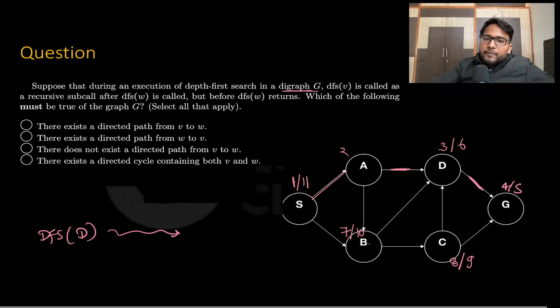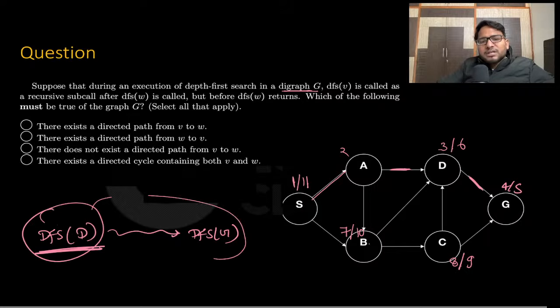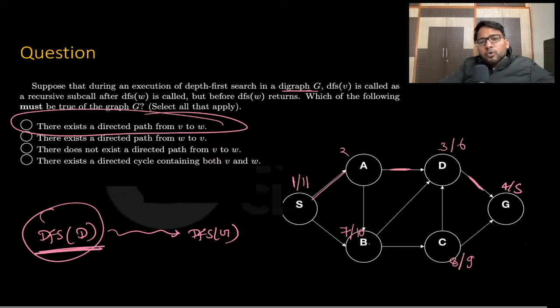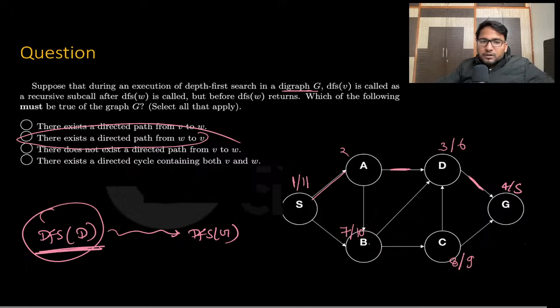Now you only tell me that if you are calling DFS on G, then what does this mean? Before you finish this DFS on D, you are calling DFS on D, and after some point in time you are calling DFS on G, then it must mean that there is a path, right? Then there exists a directed path from W to V. From V to W you might not know. From W to V, that is for sure, right? So what is the answer here?